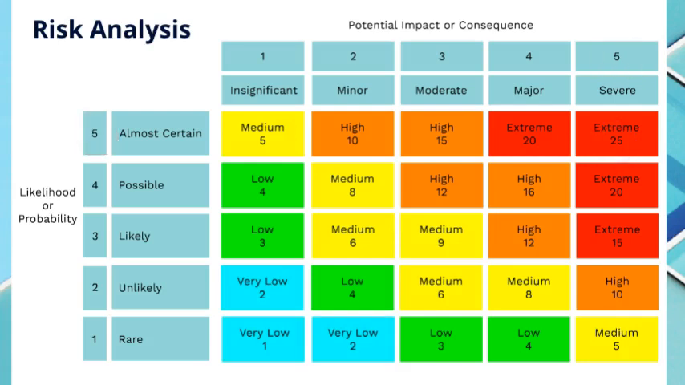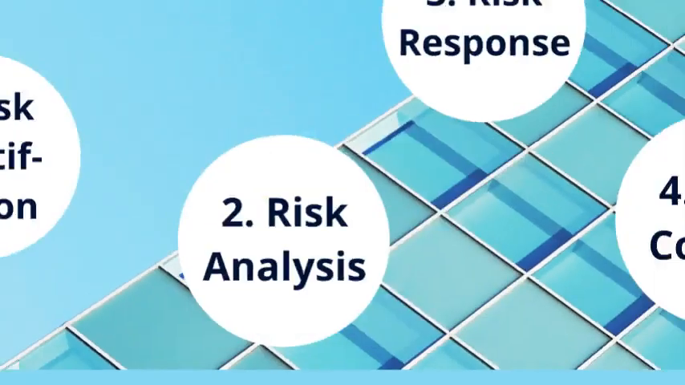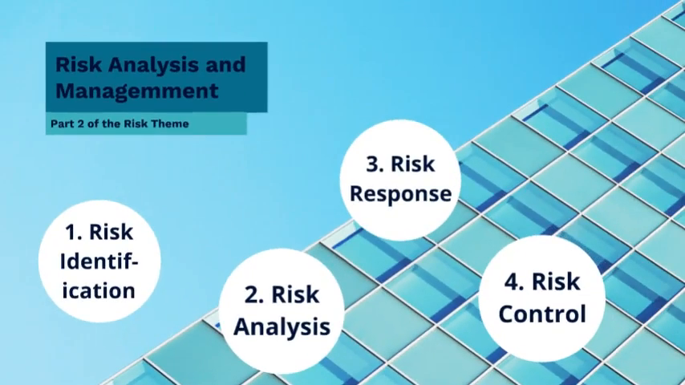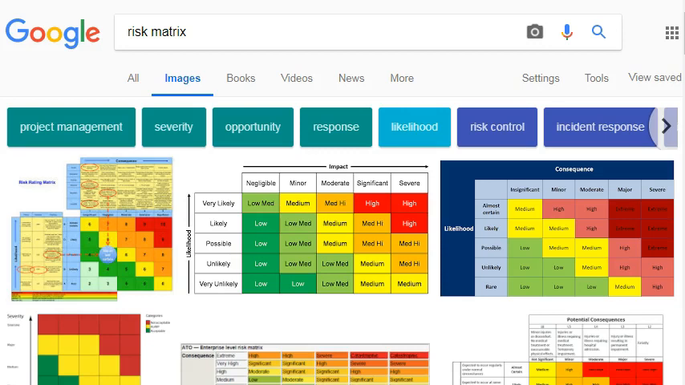Now, I want you to do an activity for me. I want you to open a new browser window and Google image search for risk matrix. I'll wait right here. So these are some of the results.